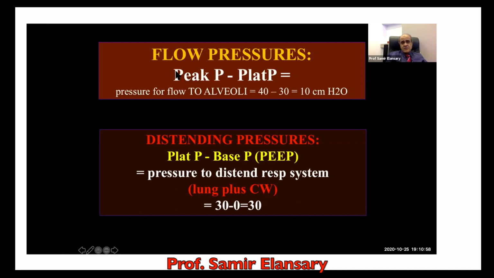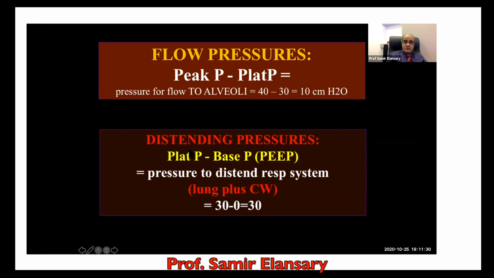Flow pressure, of course, equals peak pressure minus plateau pressure, which reflects the airway resistance. If the peak pressure is 40 centimeter water and plateau 30, 40 minus 30 is equal to 10 centimeter water, this represents the resistance through the airway. If it increases, it is an alarm for you to suspect some occlusion in your airway passages such as mucus, kinking, small tube, tube in one bronchus, and so on.